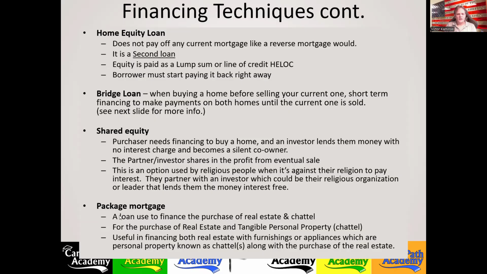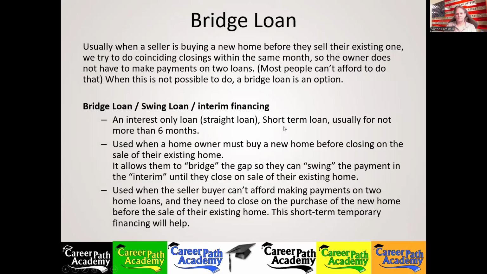So that's how it works. Package mortgage, once again, it's a package deal. It's a loan to finance the purchase of the real estate as well as chattel. What is chattel? Tangible personal property. That could include furnishings and appliances that are personal property, along with the purchase of the real estate, like a washer and dryer, furniture, a refrigerator. Okay, and here's just the explanation of the bridge loan just once again.